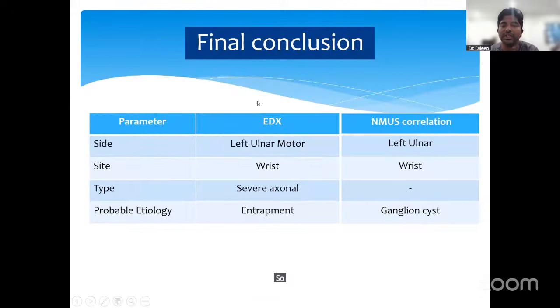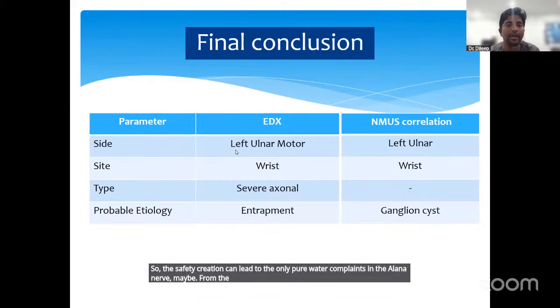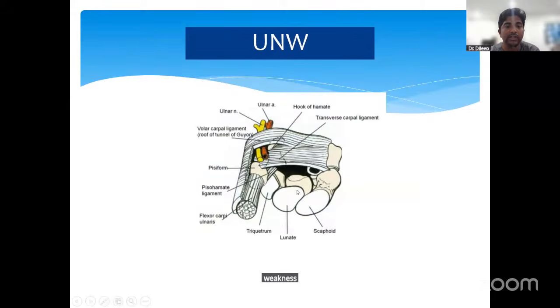So this cystic lesion can lead to only pure motor complaints in the ulnar nerve. From the ultrasound, the final conclusion is confirmatory on the left side, with the cyst maybe at the level of the wrist. Probably because of this cyst, this patient has only pure motor weakness. This is because of the Guyon's canal anatomy.